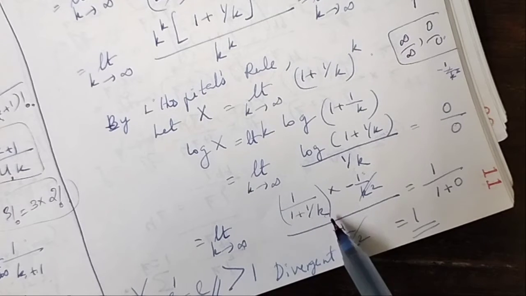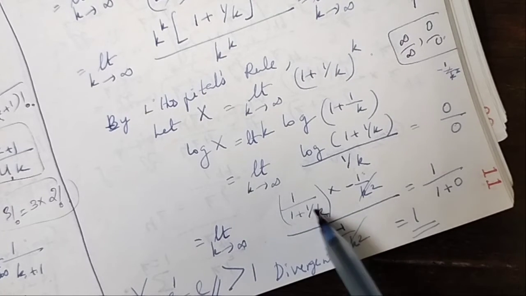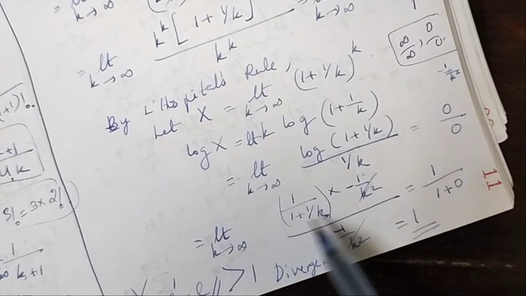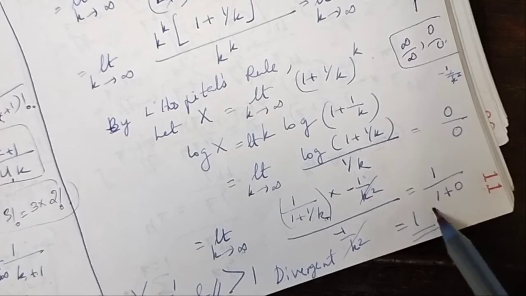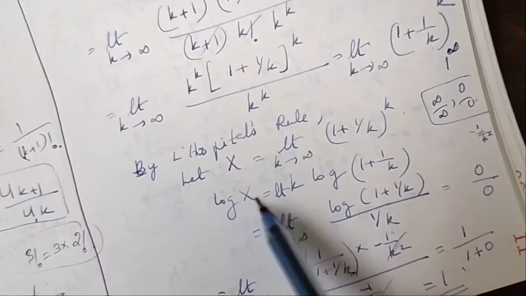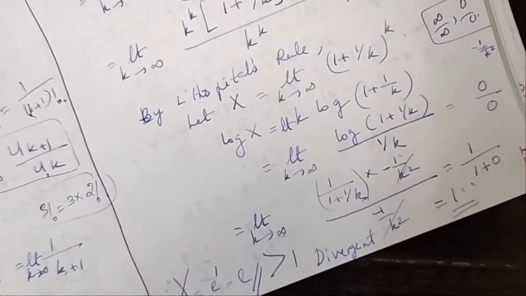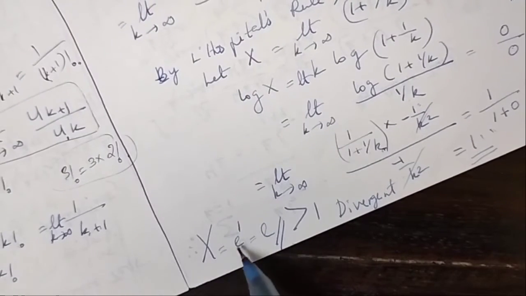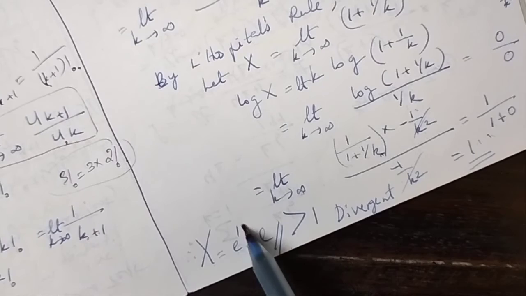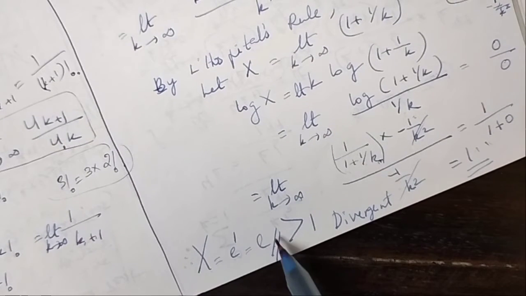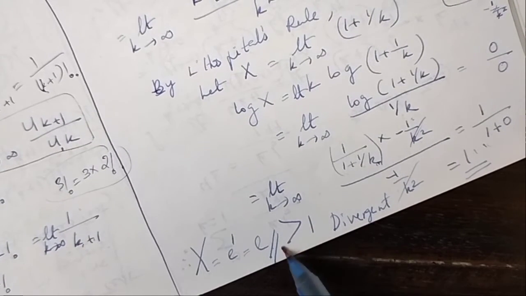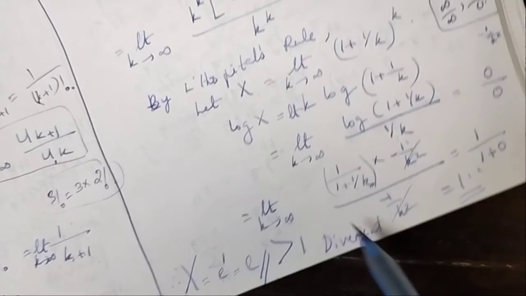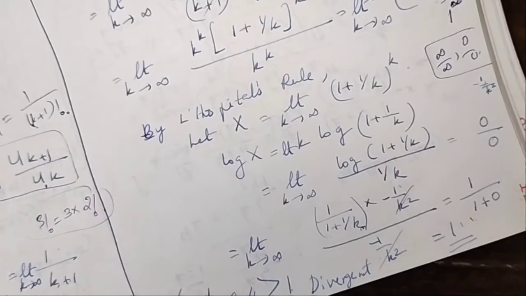If k is infinity, 1 by 1 plus 1 by infinity. The 1 by infinity is 0, so it is 1. Okay. So log x is 1. If log x is 1, what is x? It is the anti-logarithm. The base is e, a natural logarithm. So e raised to 1 is e. What is the value of e? It is between 2 and 3. So it is greater than 1. So if it is greater than 1, the series is divergent.